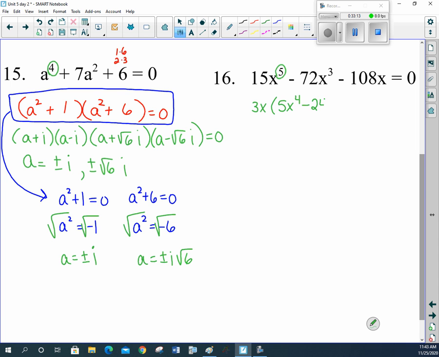That's going to leave me with 5x to the 4th minus 24x squared minus 36. Okay, so factor pairs of 5 are just 1 and 5, so that's nice. I don't have to worry about that one. 36, though, I've got a few more choices. 1 and 36, 2 and 18, 3 and 12, 4 and 9, and 6 and 6. Okay, there's quite a few there.